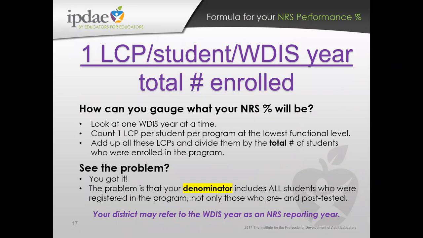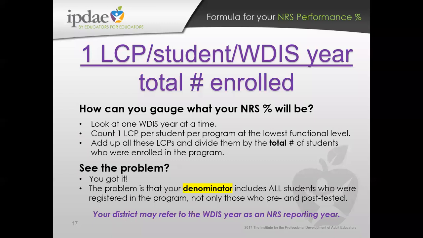Let's look at some of the non-negotiables. First of all, remember to stay within the WITIS year. Do not include any data outside of that target WITIS year. Second thing I want you to remember is to count only 1 LCP per student per program. Now, don't even worry about which LCP is reported at which functional level. Just count 1 per student. Third, I want you to add up all of the number of students who were enrolled in the program. You're going to divide the total number of LCPs by the total number of students enrolled in the program. And this is the percent. This is your approximate NRS percentage.